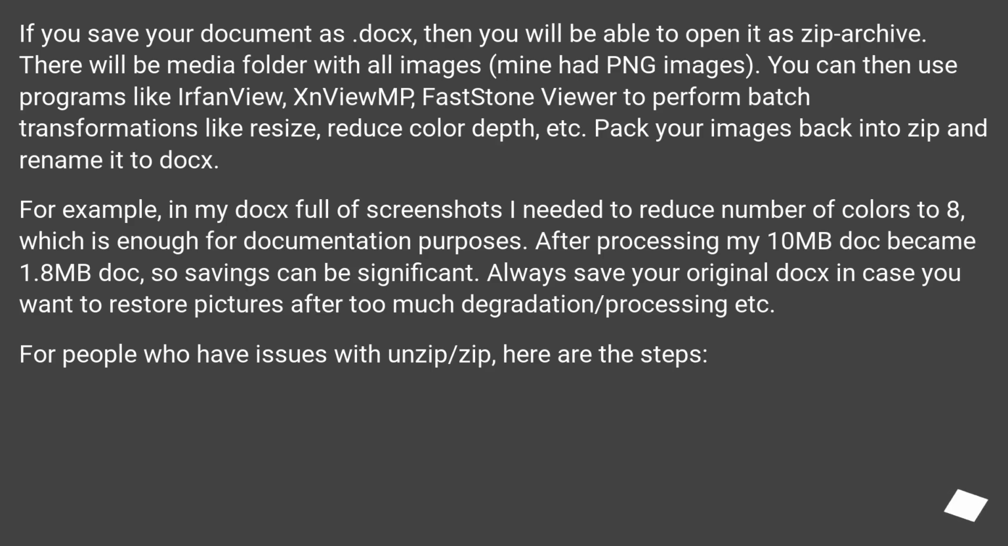If you save your document as docx, then you will be able to open it as a zip archive. There will be a media folder with all the images. Mine had PNG images. You can then use programs like IrfanView, XnView, FastStone Viewer to perform batch transformations like resize, reduce color depth, etc. Pack your images back into the zip and rename it to docx.